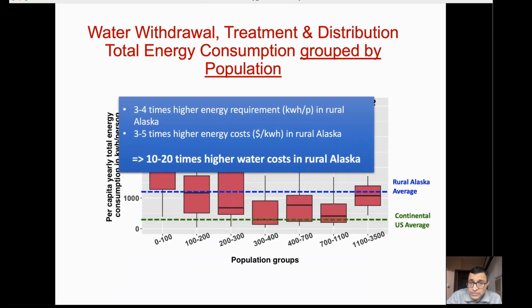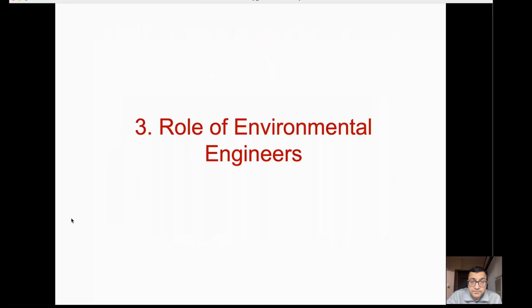But we can see 3 to 4 times higher energy requirement in rural Alaska, and 3 to 5 times higher energy costs are also a reality. And if you combine the two of them, it leads to about 10 to 20 times higher water costs in rural Alaska.